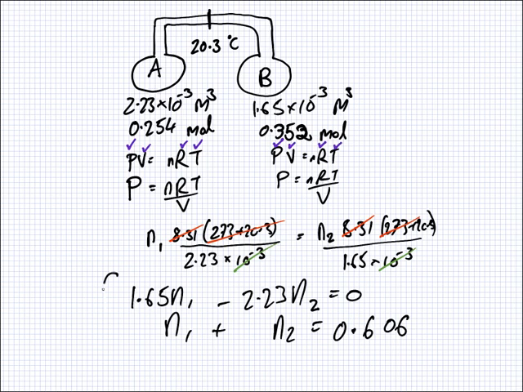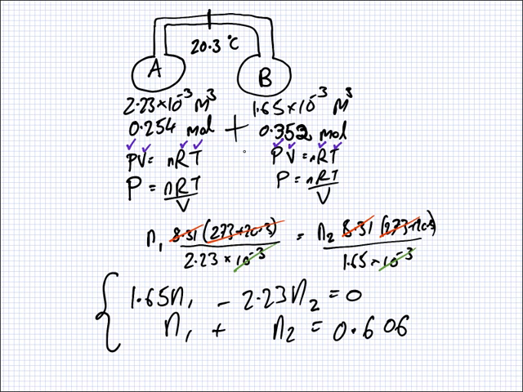Now, what situation have we got here? It's adding the two from the beginning. None of the gas escaped flask A and B. So the total number of moles has to be the same. Is it 0.606? Yes.